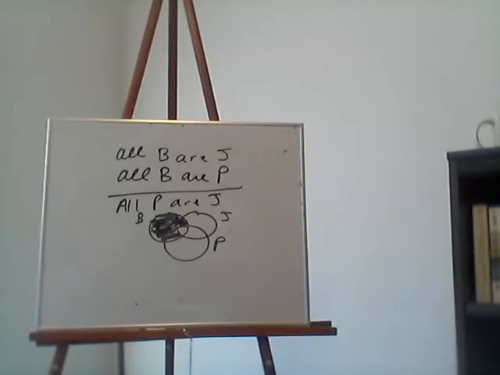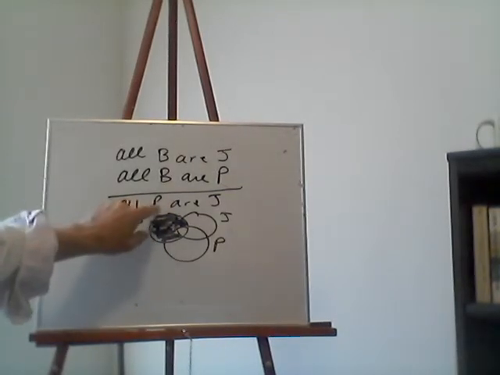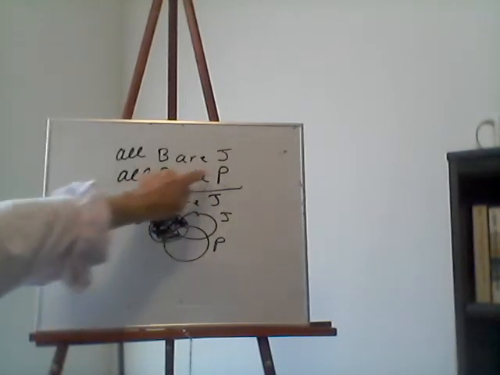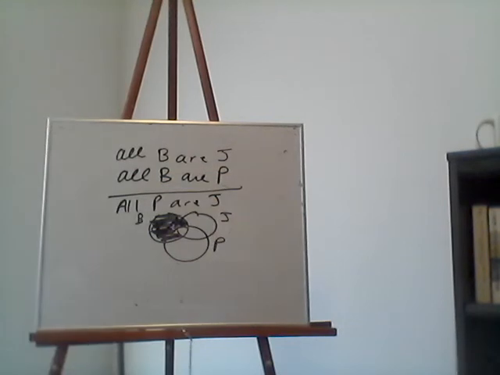We can say one fallacy it's made. One of the rules is that anything distributed in the conclusion has to be distributed above. This is distributed. That's not distributed. So it violates that rule. That's the only rule it violates, but that's enough.